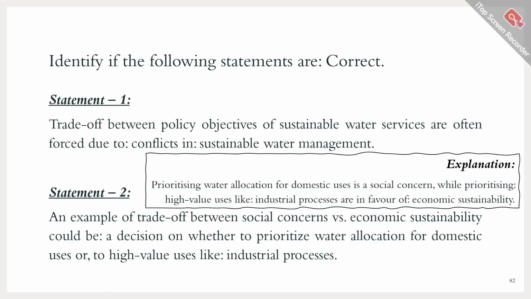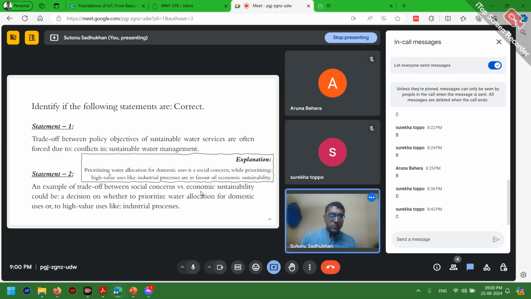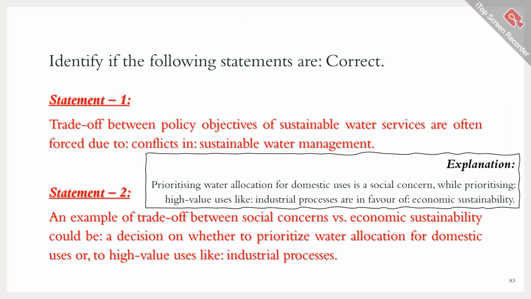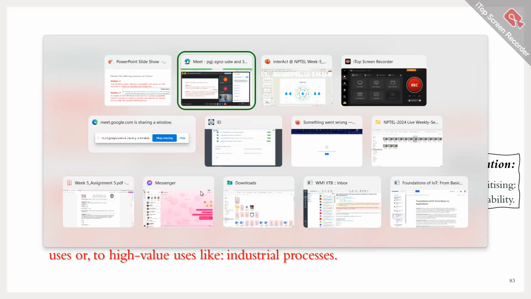So the explanation is something like this: prioritizing water allocation for domestic uses is a social concern, while prioritizing high value uses like industrial processes is in favor of economic sustainability. So both the options are incorrect in our case.